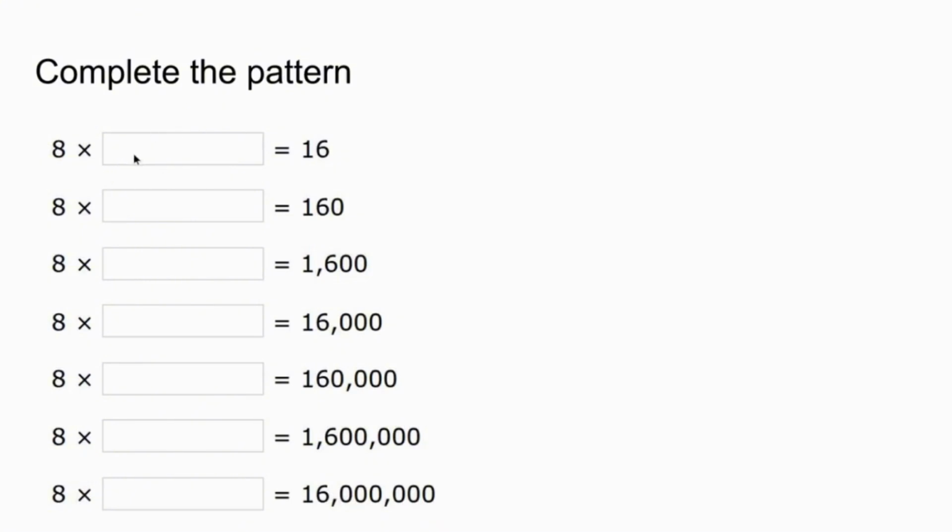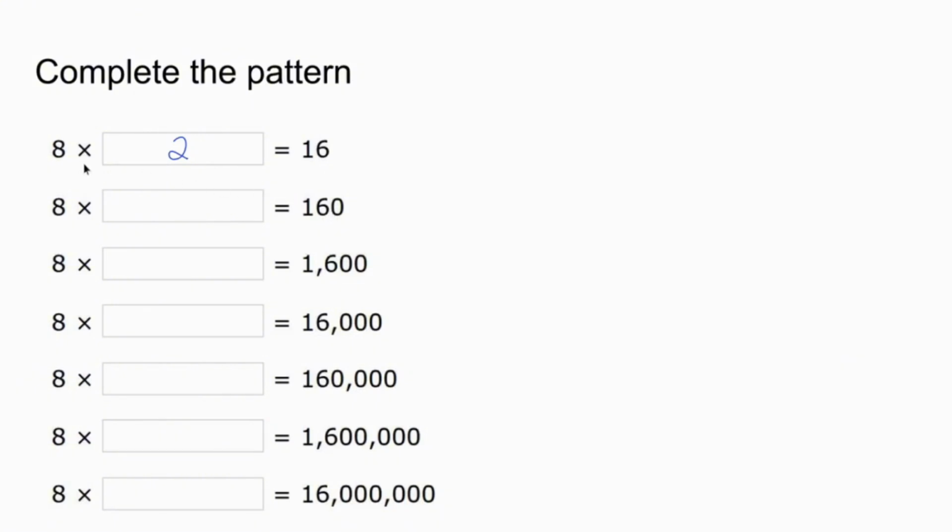So let's start out with the top. 8 times what is 16? 8 times 2 is 16. Now the next number down is 8 times what is 160. Now the only difference between 16 and 160 is this 0 attached at the end. That means it's being multiplied by 10.